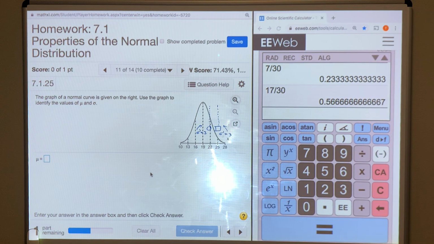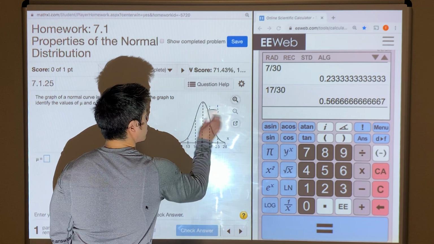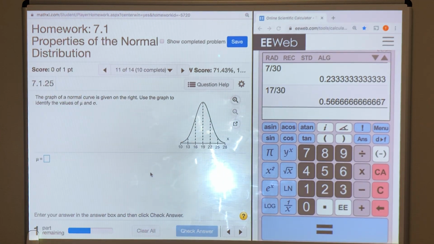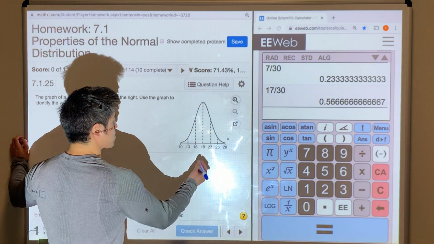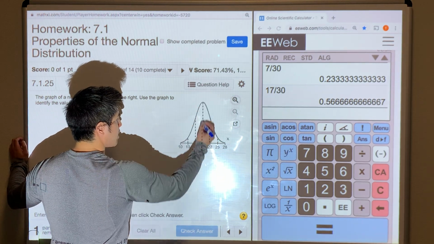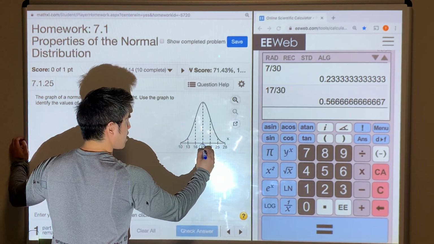All right, so on 11, we've got another normal curve that we need to do a little bit of interpretation on. I don't know if I can zoom in much. Nope, let's stay back. The graph of the normal curve is given to the right. Use the graph to identify the values of mean and sigma. Okay, so what is this? The one in the middle, this right here, what is that one?